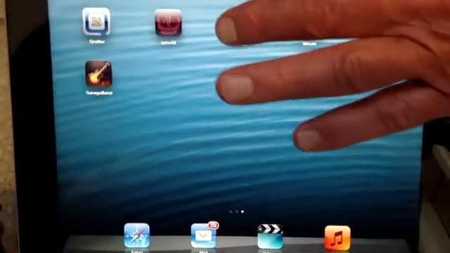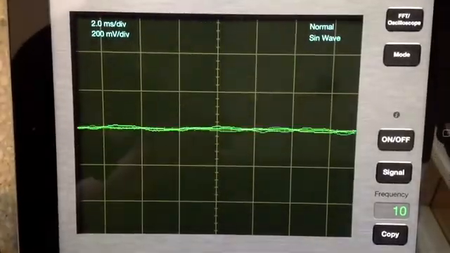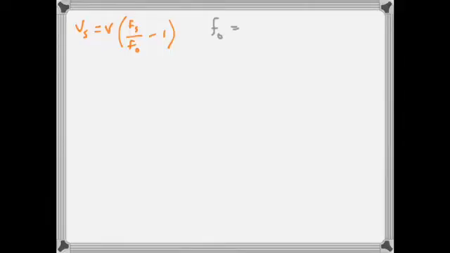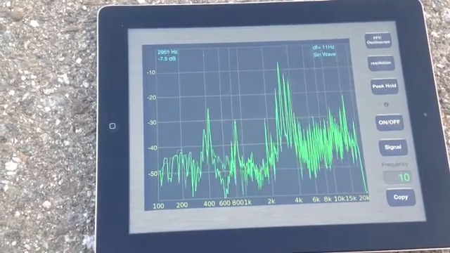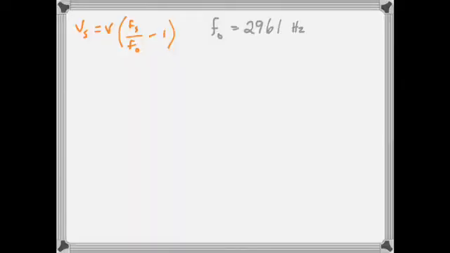What are my numbers? In order to calculate the speed, we need an oscilloscope. Lucky for you, I just happen to have one. And now back to the calculations. The frequency that I observed was 2,961 hertz. The frequency of that actual horn, I know, is 2,853 hertz.